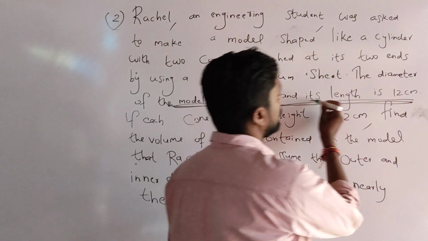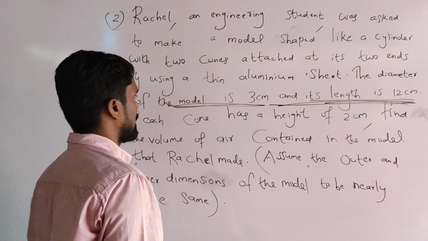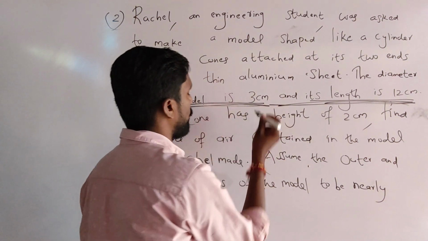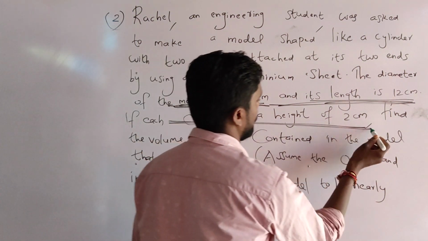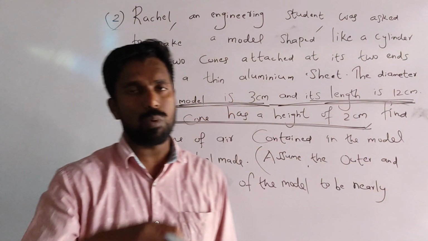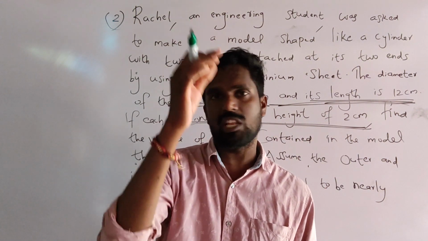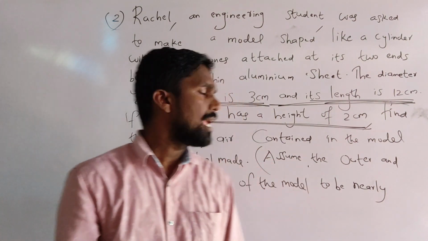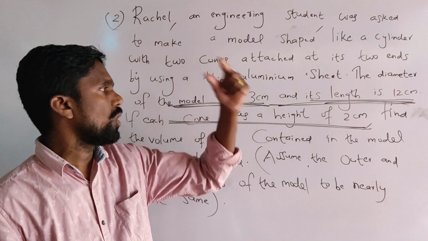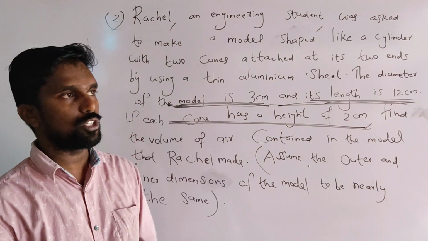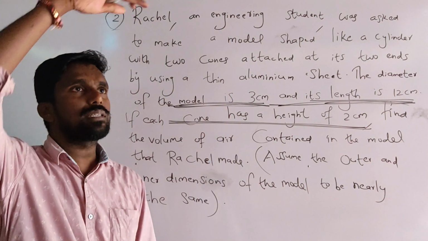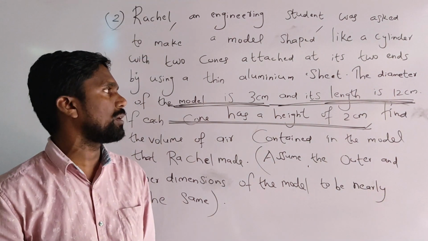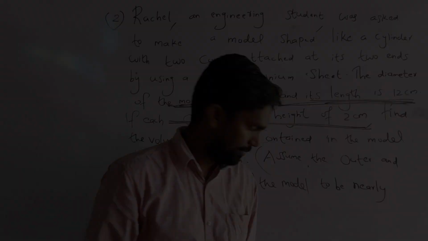So the total length of the model is 12 centimeter, the radius of the model is 3 centimeter, and the height of each cone is 2 centimeter. There are two cones. One is at the top of the cylinder, the other is at the bottom of the cylinder. Top cone height 2 centimeter, bottom cone height 2 centimeter. Total length of the model is 12 centimeter.